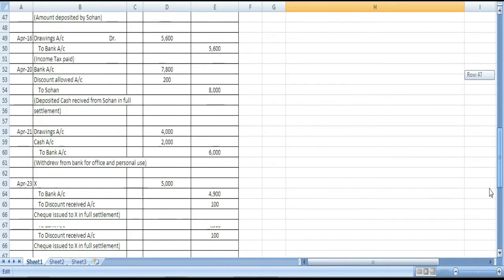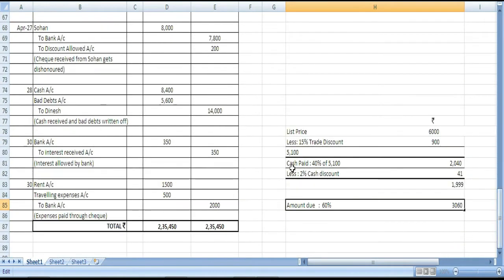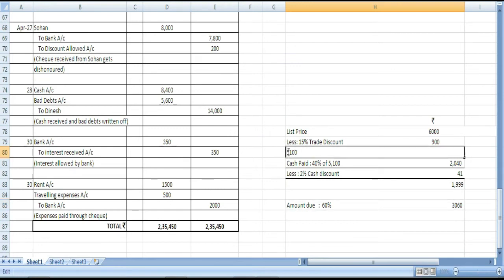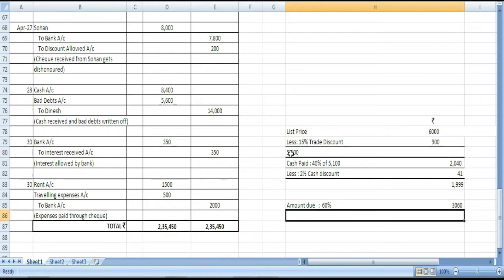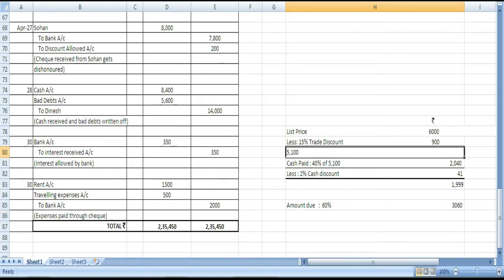So let us go down. Okay, so here I have typed the working. So list price was 6,000, 15% was trade discount. Okay, and after 15% trade discount, we deducted 900, we got 5,100 as the balance amount.